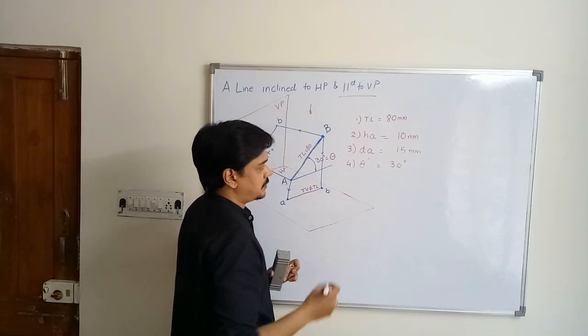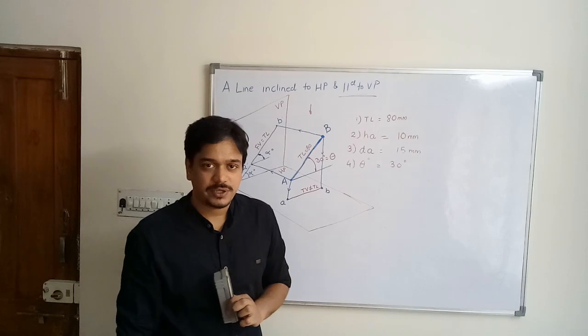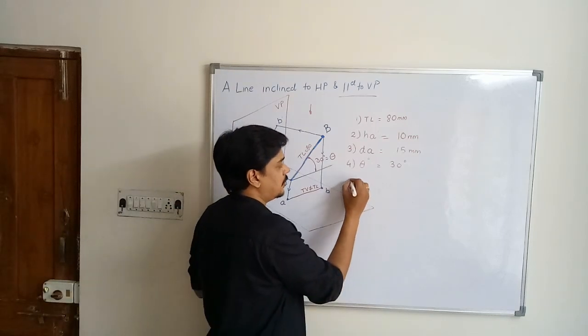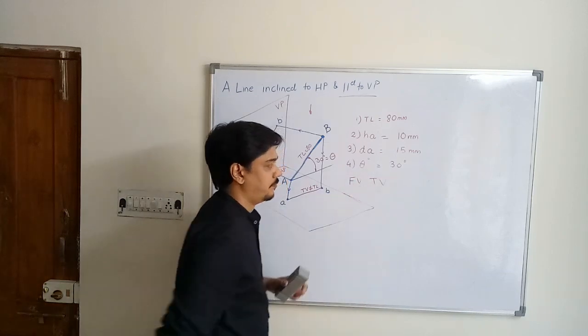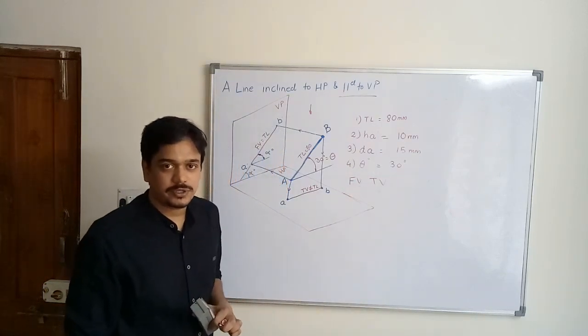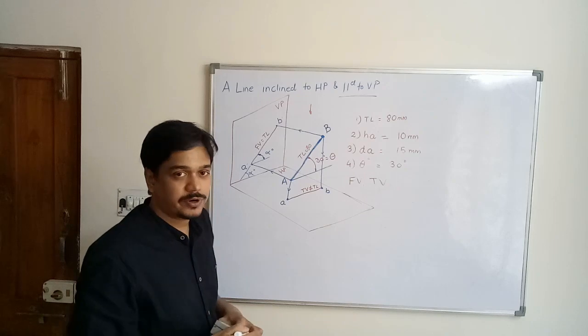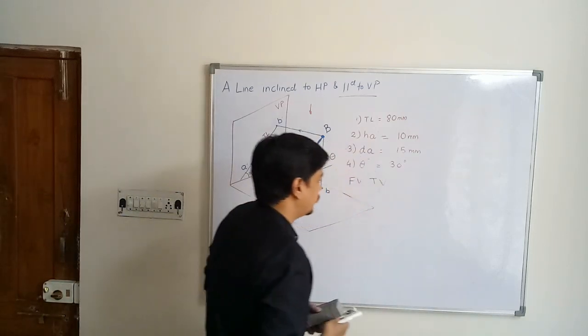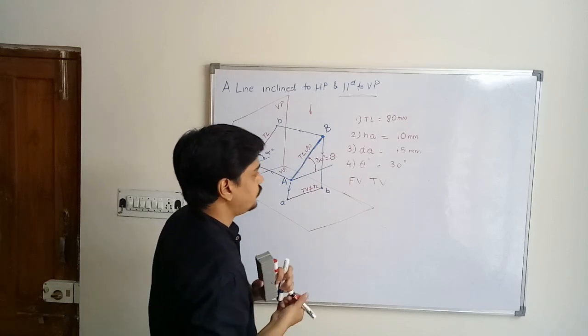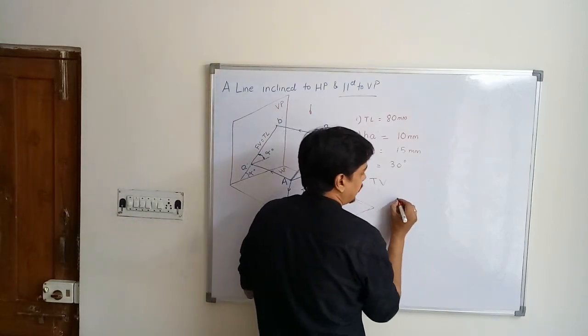Now next is you have to draw projection, that is, you have to draw front view and a top view. So how to draw this? For that, what will you require first? You will require a XY line. I am drawing XY line over here.